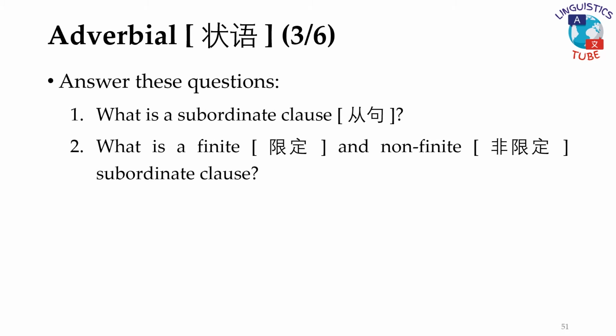The fourth and fifth types of adverbial are both types of subordinate clause. I won't explain them in detail in this episode, so feel free to pause the video now and answer the 2 questions on the screen, if you do not already know the answers. Firstly, what is a subordinate clause? Secondly, what is a finite and non-finite subordinate clause?